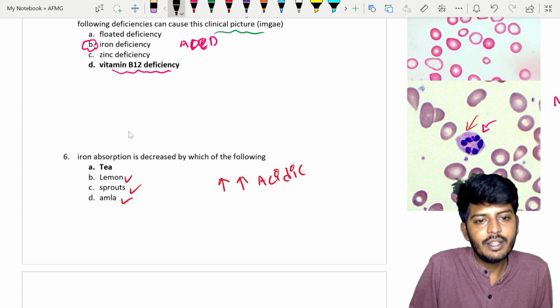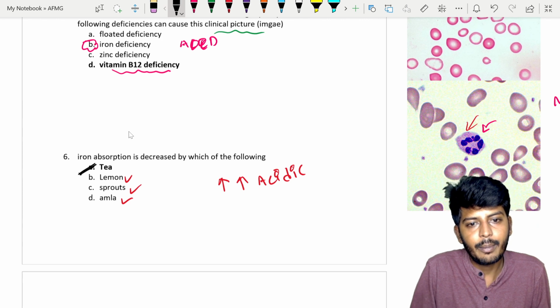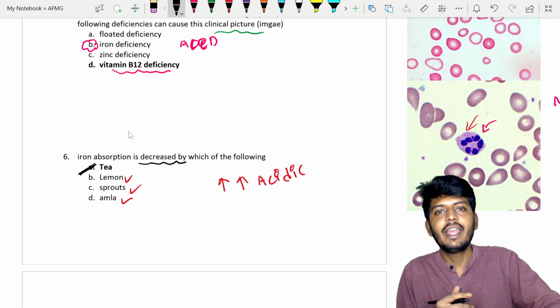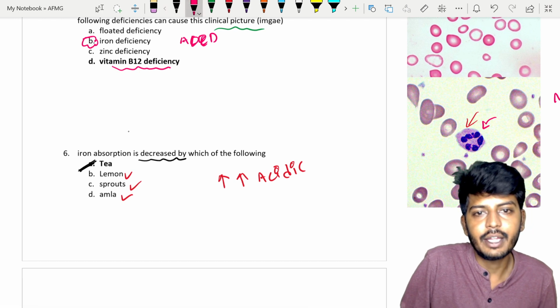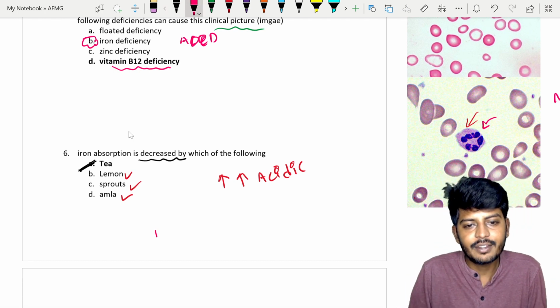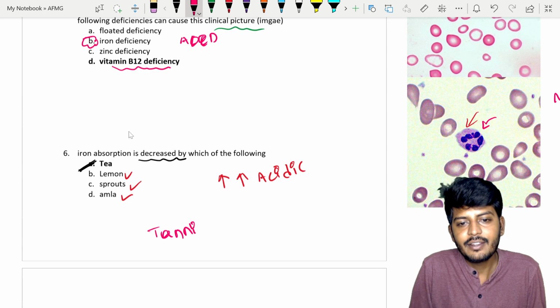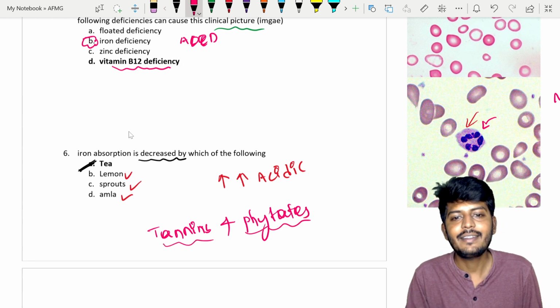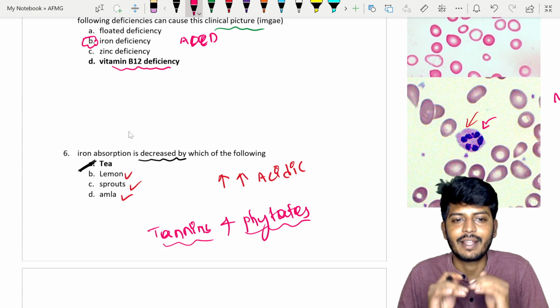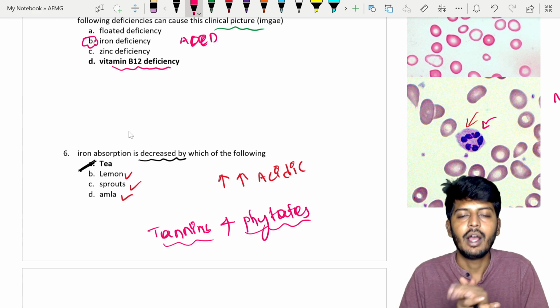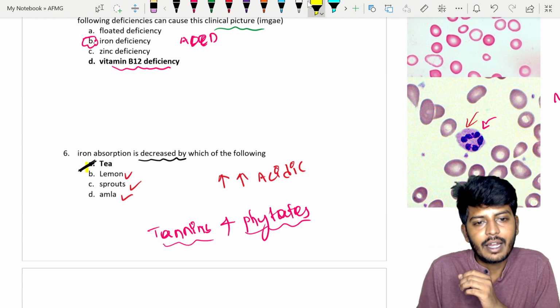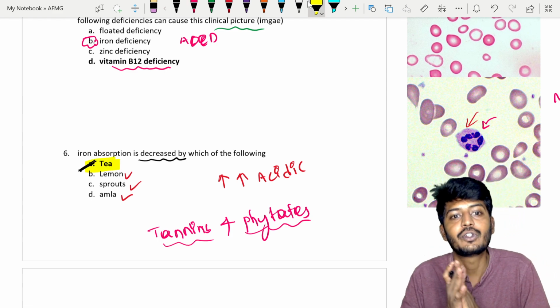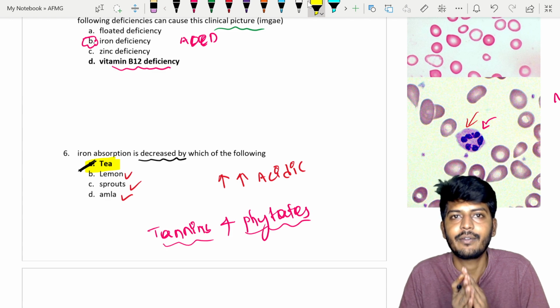But tea, what will it do? Tea is the correct answer. Why? Because we are talking about a decrease in the iron absorption. If you want to decrease the iron absorption, tea and coffee contain chemicals called tannins, and also one more chemical called phytates, my dear students. Because of the tannins and the phytates, iron absorption will be reduced. So remember, that is why we always tell that an iron tablet should be taken with a citrus fruit, but never with coffee or tea.